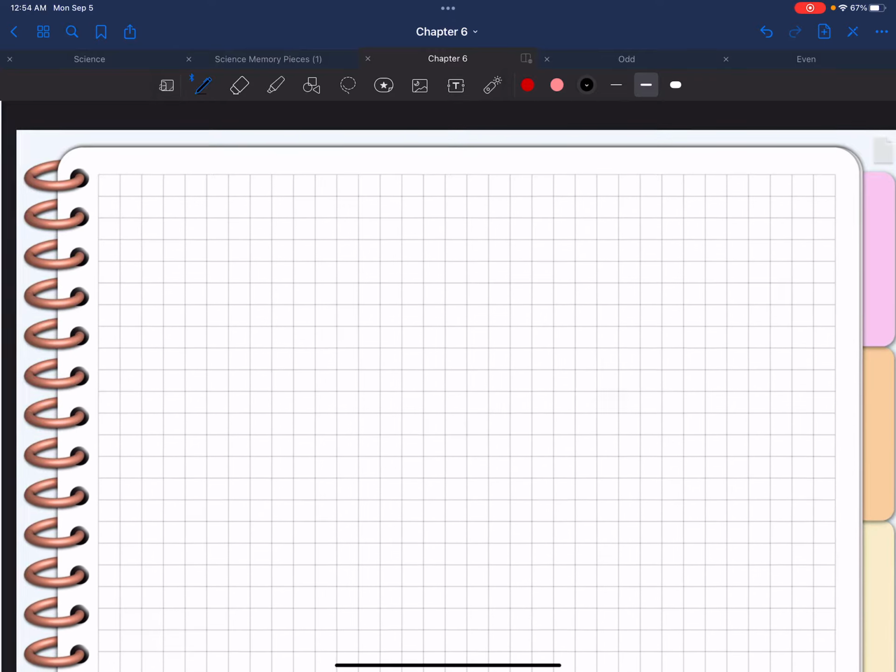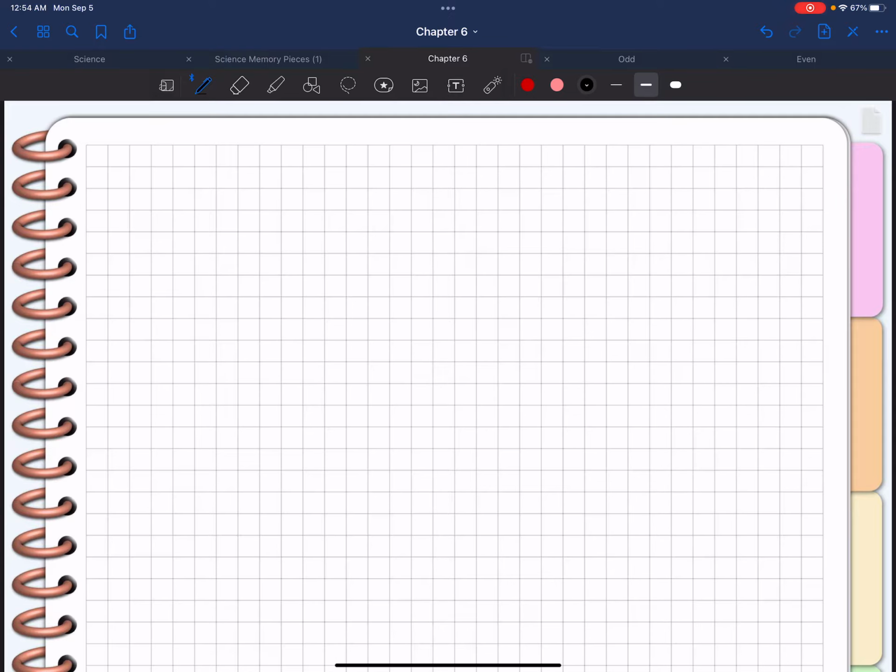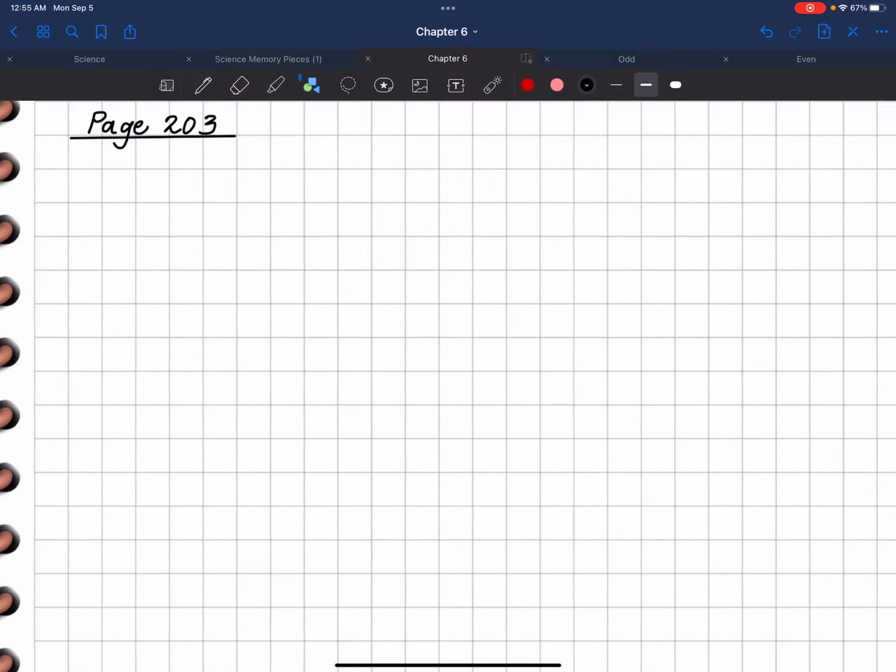Okay, on this one, I am on page 203, and we're talking about lines of symmetry. Now, before I get to the graph, let me show you just some basic examples of symmetry.